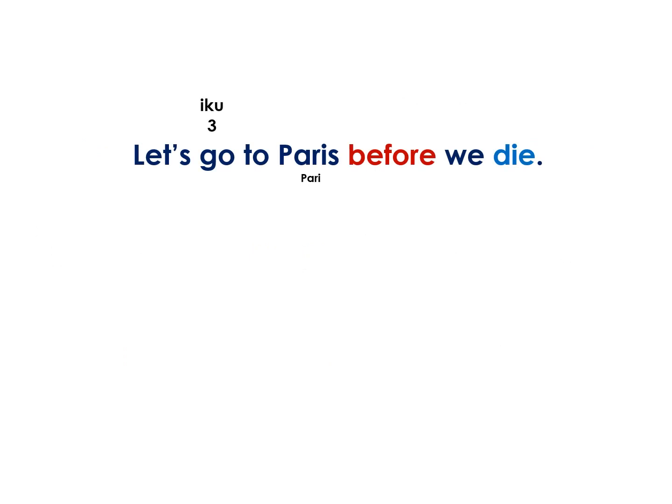To go is 行く, a category 3 verb. To die is 死ぬ, which is category 2.